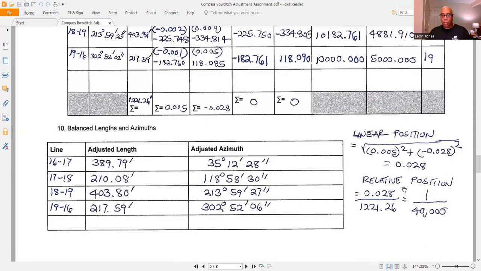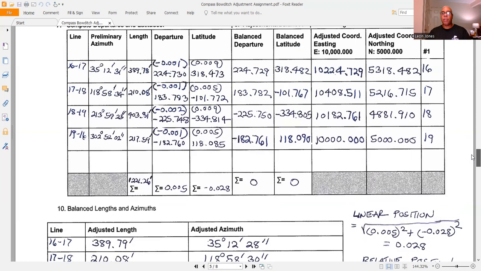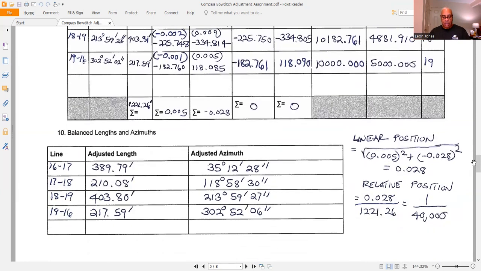So what did I do? I took, so you'll know what I did, I took 1 divided by 0.028 because I took the square root of 0.05, squared it, and I added 0.028, and that was the departure in latitude error. And I came up with a number times 1221.26.